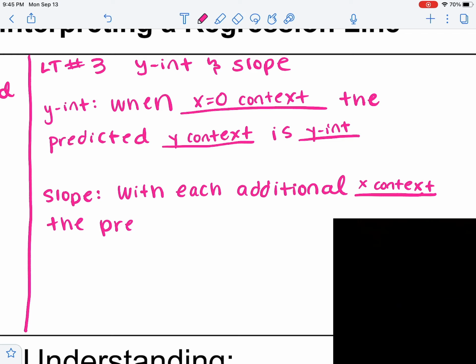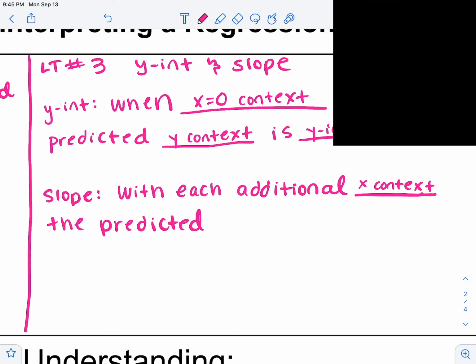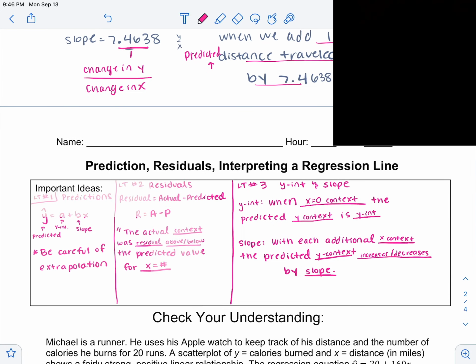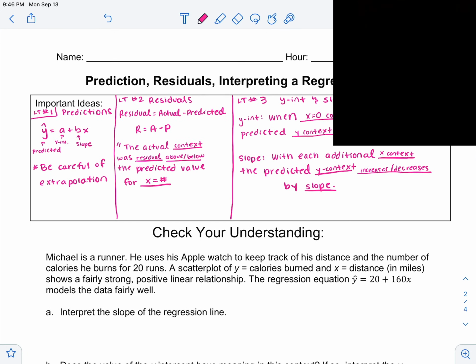the predicted y context, so the predicted distance traveled, increases or decreases, so this depends on if your slope's positive or negative, by whatever your slope is. So the one we did with each additional rubber band, the predicted distance traveled increases by 7.4638 centimeters.